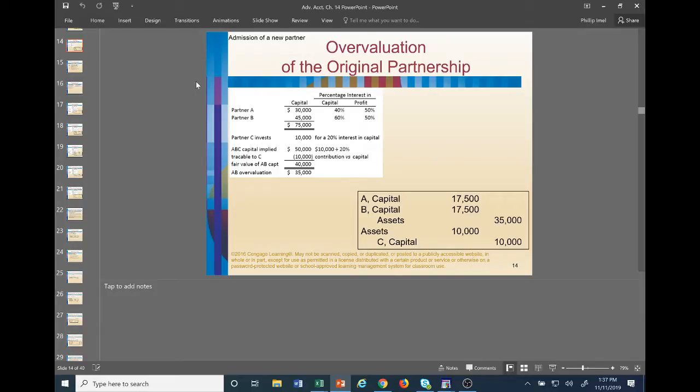C's admission to the partnership is recorded as follows. We would debit the capital accounts for partners A and B at $17,500 each, and credit assets of $35,000, to accomplish recording the write-down of the original partner's capital from a book value of $75,000 to its implied fair value of $40,000. So that top entry is how we accomplish the write-down of the original partner's capital. Next, we'll debit assets of $10,000 and credit the capital account of partner C for $10,000. And this is to record C's contribution of assets to the partnership.